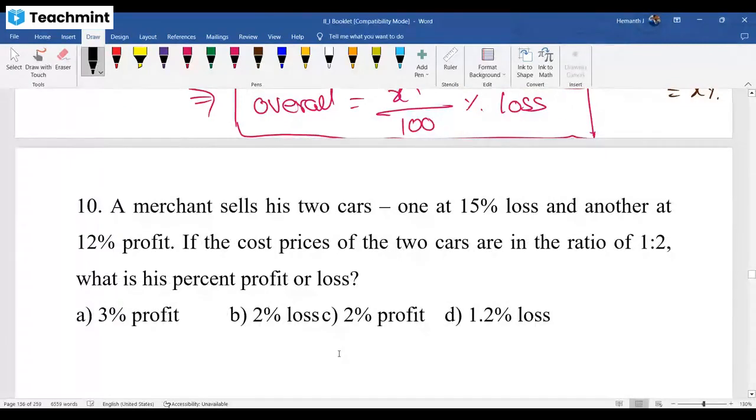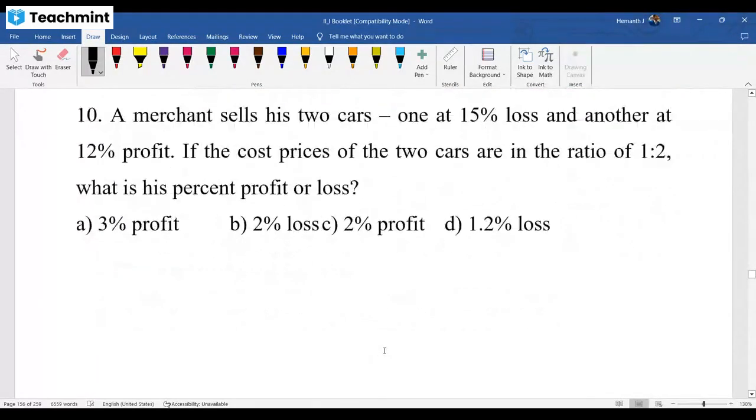I'll let you know how to do the same question if it is 1:1 also. If both are the same also, fine. And here they're asking what is his profit percent or loss percentage. So you have to decide whether it is profit or loss. If it is profit, what percentage profit? If it is loss, what percentage loss? Hope you're done with the previous question, right? Now let's see about this question.